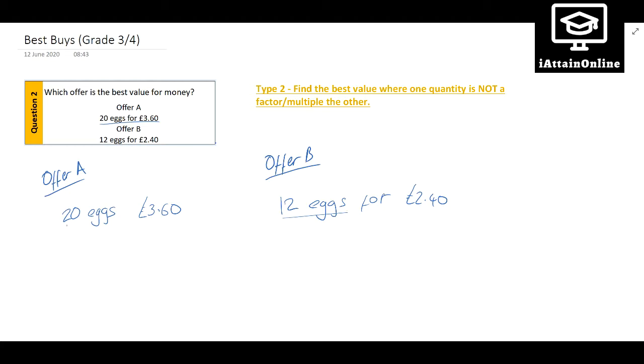So what we actually need to do is look at these two quantities, 12 and 20, and I'm just going to think of a number that goes nicely into both of those numbers. It doesn't necessarily have to be the highest one, as long as it's the same. So, for example, in this case, 4 goes nicely into both of those numbers.